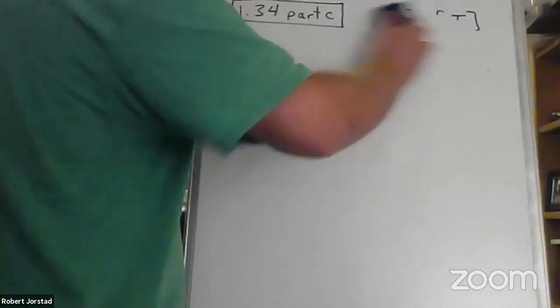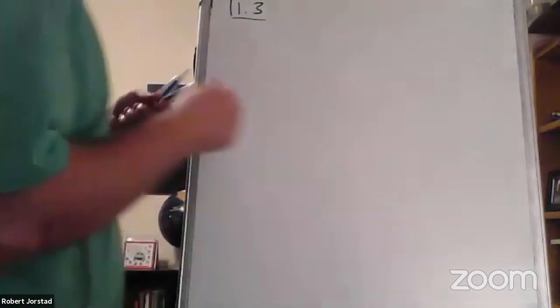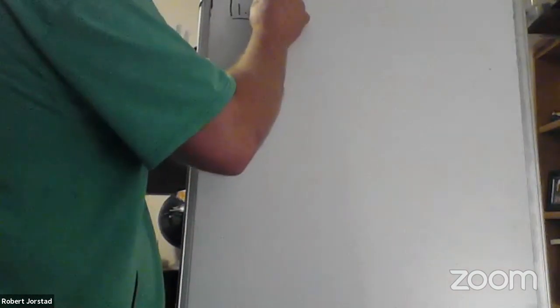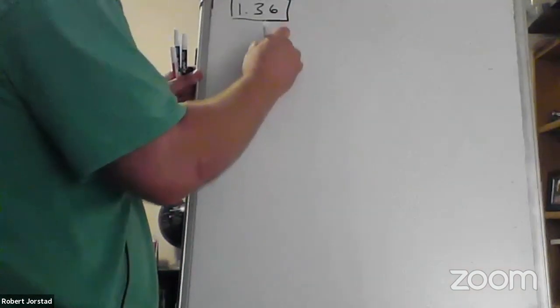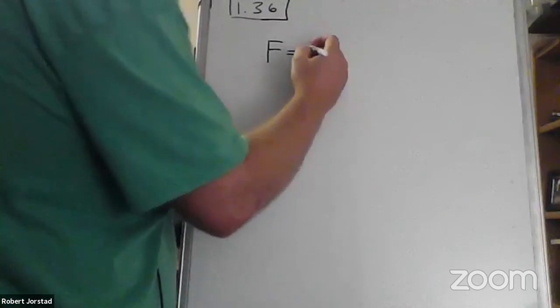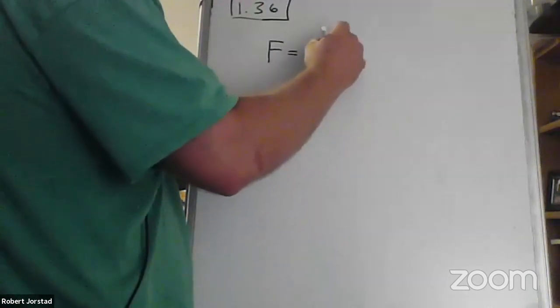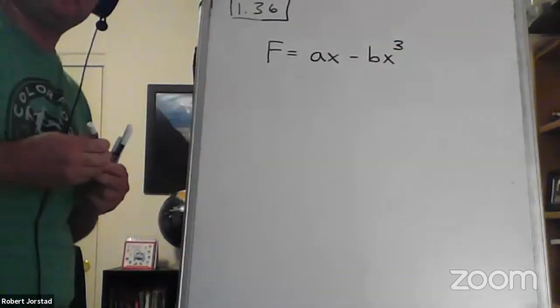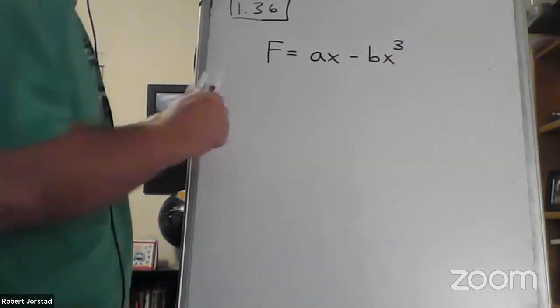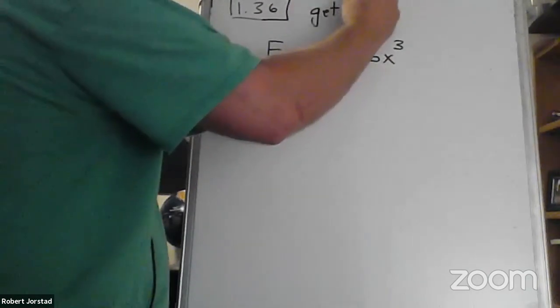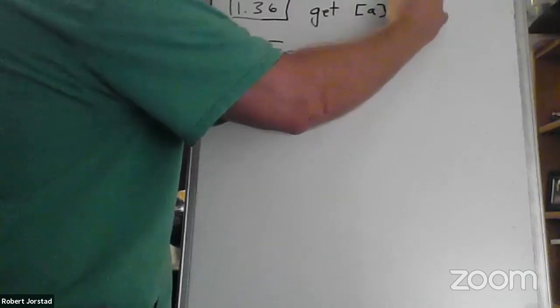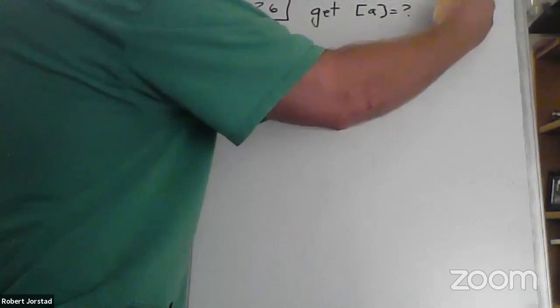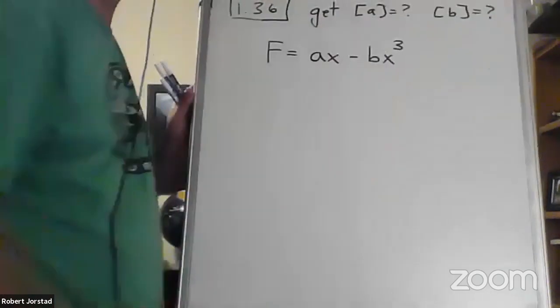So I think what I just said was 1.36, I think. Yep. So in this question, we're given F equals AX minus BX cubed. All right. And now we're supposed to get units of A and units of B. That's our goal for this question.